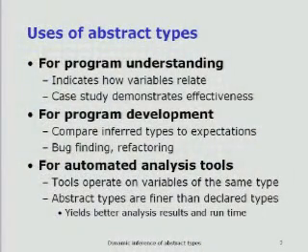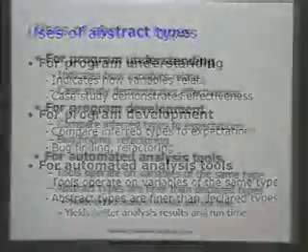So what good are these things? Why would you care? If you want to understand a program, then the abstract types indicate how different variables relate to one another. And we have a case study that demonstrates that this is effective in helping programmers. If you're trying to develop a program, then you can compare what you believe the types are to what the inferred types are here, and you can find errors. In other words, places where what you've written in the code does not correspond to what you intended.